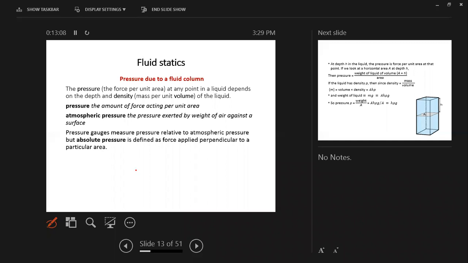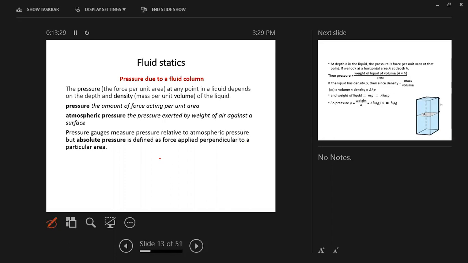What does pressure mean? Remember, pressure for a solid was force per unit area. And there was atmospheric pressure, the pressure due to the weight of the air. We call it atmospheric pressure. And in order to get the measure of the pressure, we are going to use the absolute pressure.